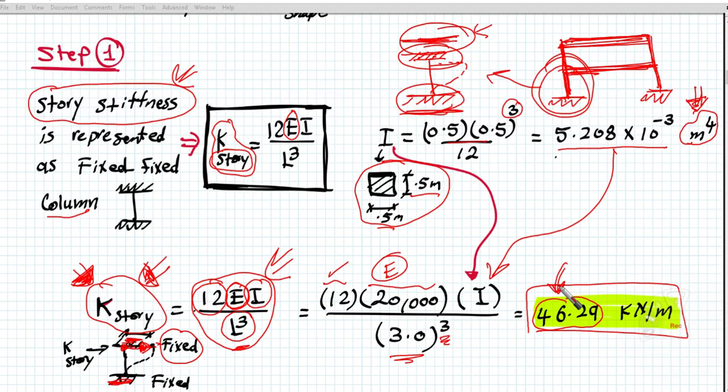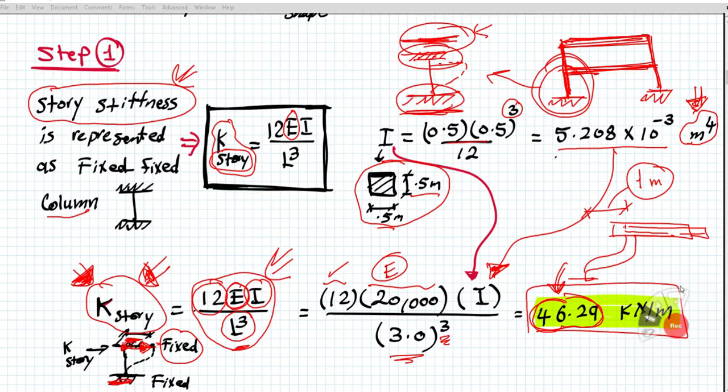As I said many times, we need to understand everything that we're doing in order to make it easy for you to understand the whole picture of what you are doing. This 46.29 is the shear stiffness of the story. It means that if I want to move this story or the girder by unit displacement equal to 1 meter, then I need force equal to 46.29 kilonewton.